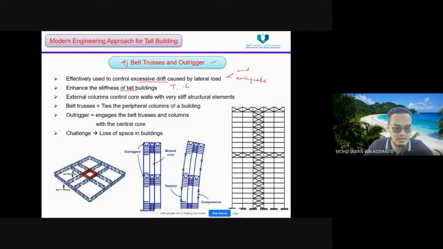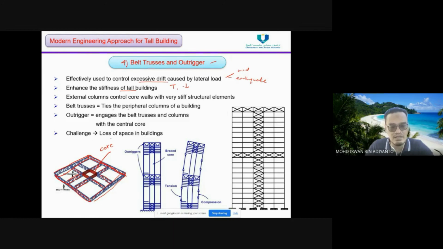So this is the belt trusses, which connect the peripheral columns, and then the outrigger is the steel element, which connects the belt trusses and columns to the main core. This is the main core of the building.